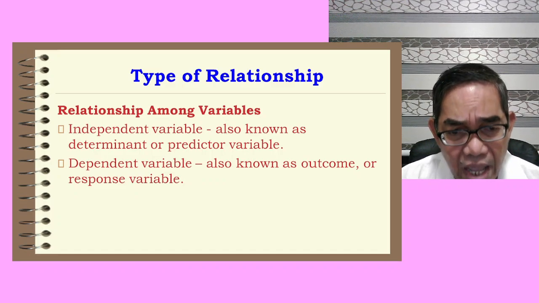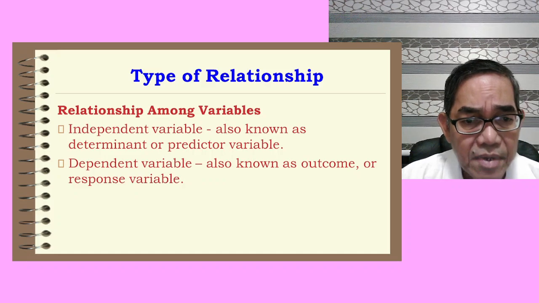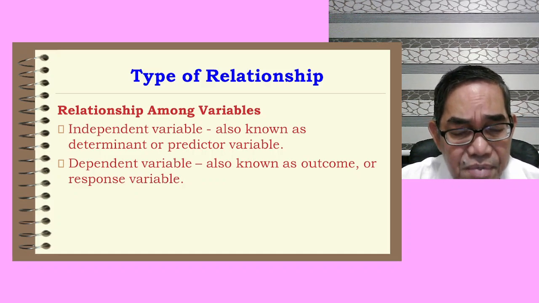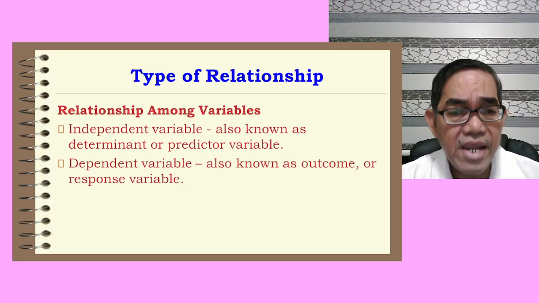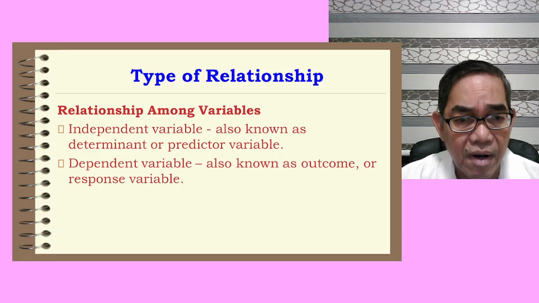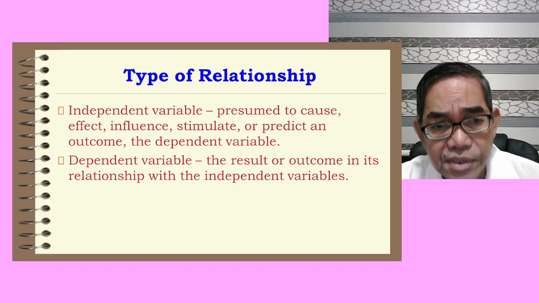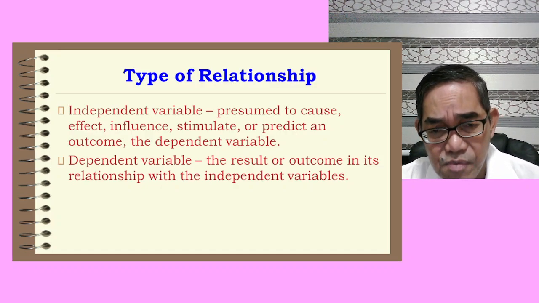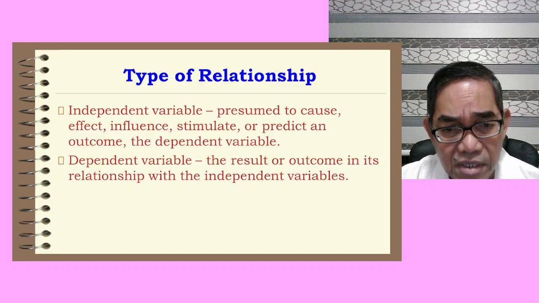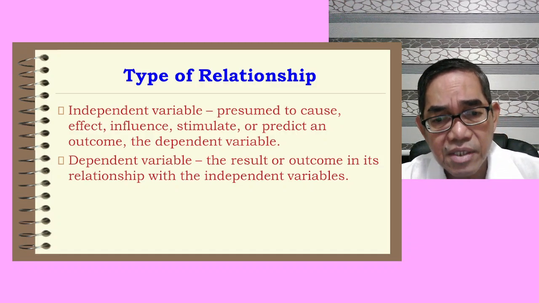And then another type of information is the type of relationship. And in the type of relationship, we have the independent variable, that's also known as the determinant or the predictor variable, and the dependent variable, that's also known as the outcome or the response variable. Now, the independent variable is presumed to cause, to affect, to influence, to stimulate, predict an outcome. The outcome is the dependent variable, and the dependent variable is the result or the outcome in its relationship with the independent variable.